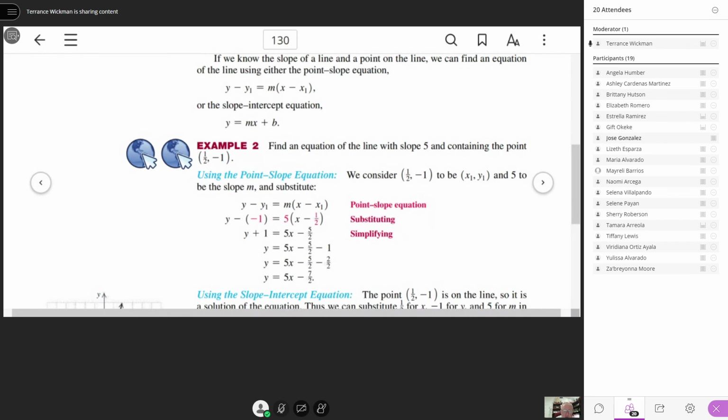Example 2 is a critical one for you to know. This is one your brain has to study. Again, they just substituted using this formula. This is called the slope-intercept equation for a line. There'll be 2 others.